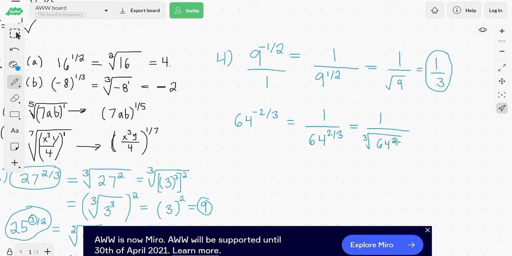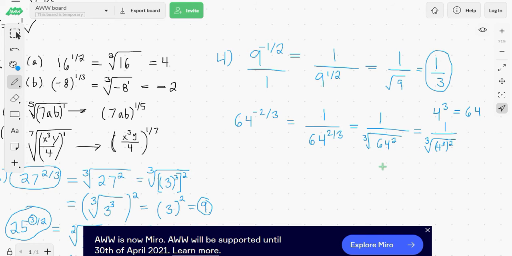Now we have to think of how we want to express 64. Well, we've got a cube root, right? So we need to express 64 as a cube root, and it turns out that 4 cubed is 64. So we can just rewrite this one more time. We can write it as the cube root of 4 cubed all squared.